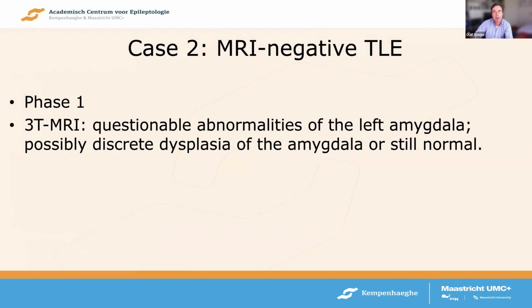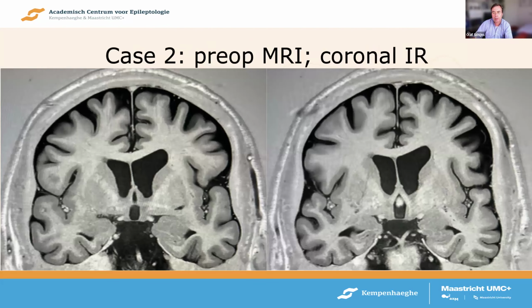Then we did a 3T MRI. There was a questionable abnormality of the left amygdala. We were thinking, okay, this anxiousness, which the patient was describing in one of his seizure types, could be associated with something from the amygdala, but we were not very sure. And this looked like this.